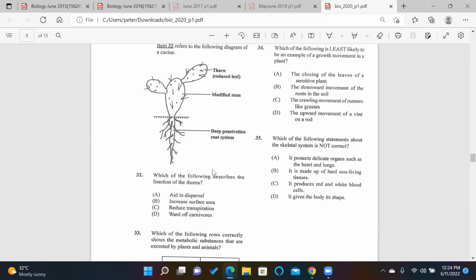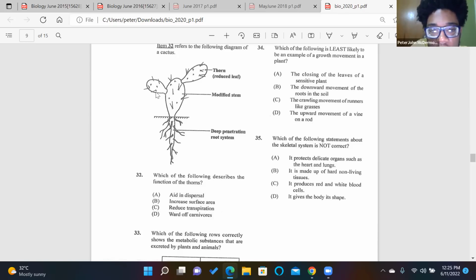B, increase surface area. Which one sounds like it makes sense? What's the purpose of a thorn? D. Yeah, when you touch it, what happens? It hurts. So it wards off carnivores. Carnivores? That's the problem. Yeah, I was thinking that said herbivores this whole time. Yeah, so no, not D. Correct. Increased surface area? No. It reduces transpiration. It also reduces transpiration.